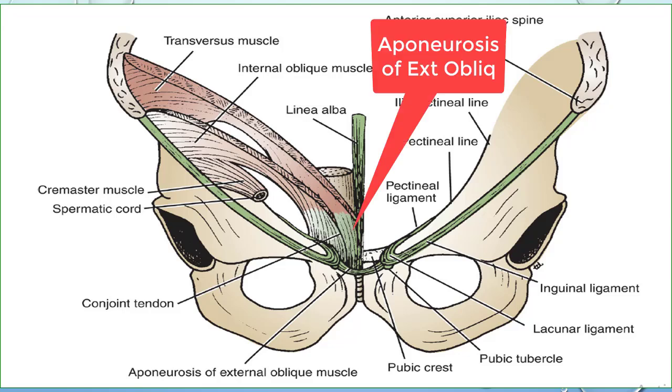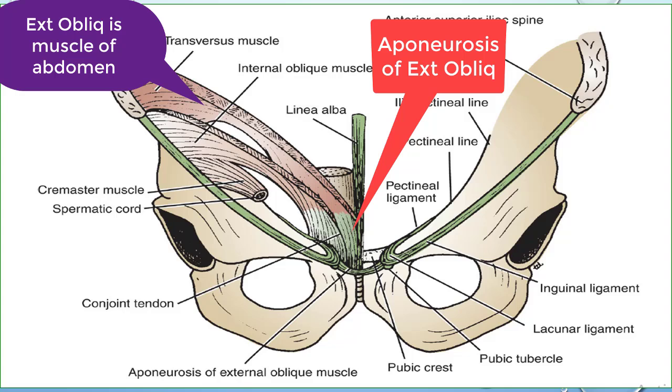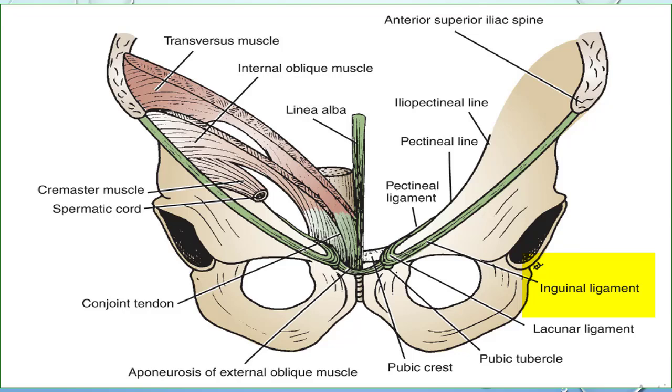The inguinal ligament is formed by the free inferior border of the aponeurosis of the external oblique muscle. So what is the external oblique muscle? This is a muscle of your abdomen. When its aponeurosis has its free inferior border bent over, it forms the inguinal ligament. Why is this ligament important? It is closely related to a number of structures. I'm not going into detail, but remember in the thigh region, this ligament forms the superior boundary of the femoral triangle. We will see what the femoral triangle is later on.